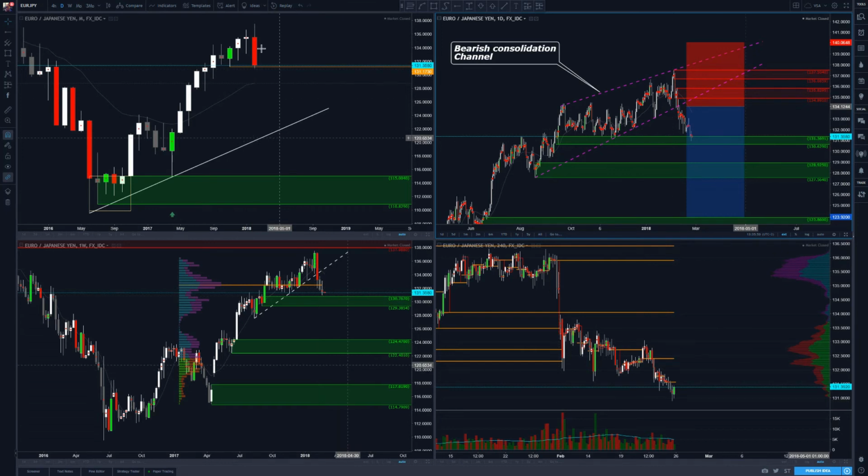Euro yen monthly, we have an overextended uptrend, creating this nice engulfing candle, which is strong. This is a strong selling signal for me, because it's close to this weekly supply zone as well, with the engulfing candle breaking through this price action.